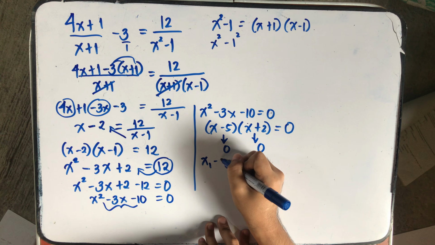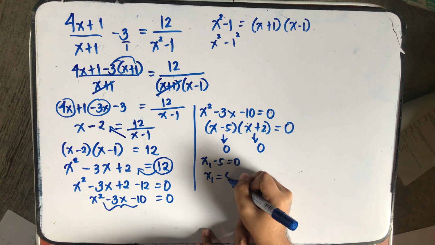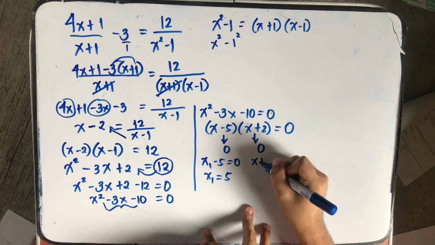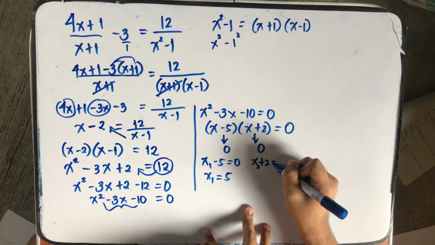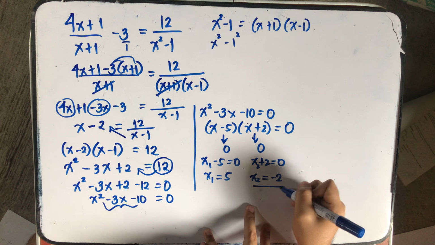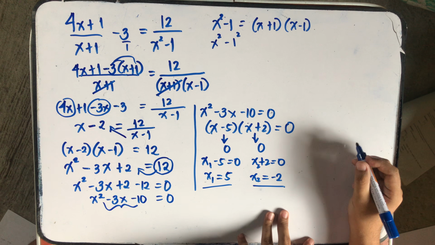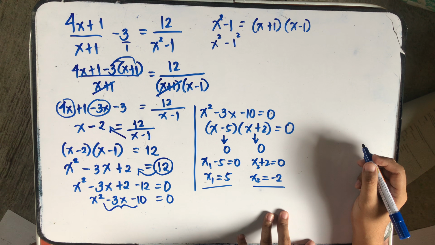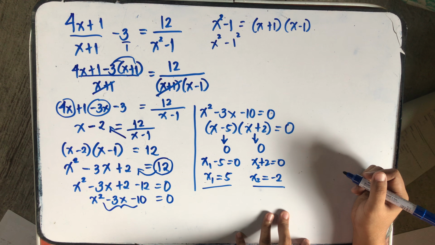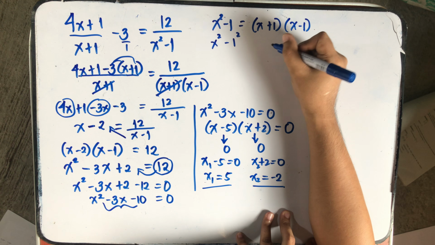Therefore, x1 minus 5 is equal to 0. Therefore, x1 is equal to positive 5. Next is x2 plus 2 is equal to 0. Therefore, x2 is equal to negative 2. These are the values of x. And how do we know if x is equal to 5 and x is equal to negative 2 is a solution? Therefore, we need to check.